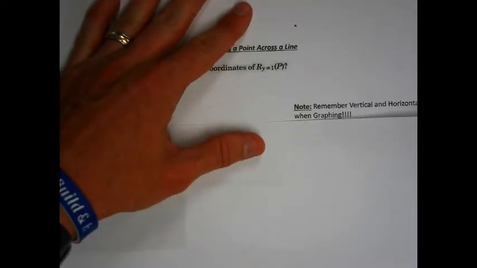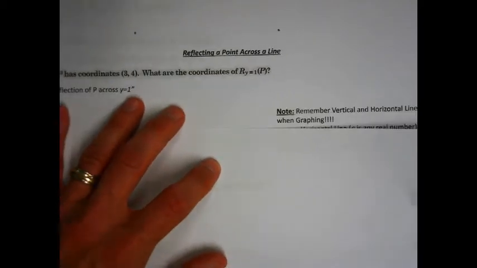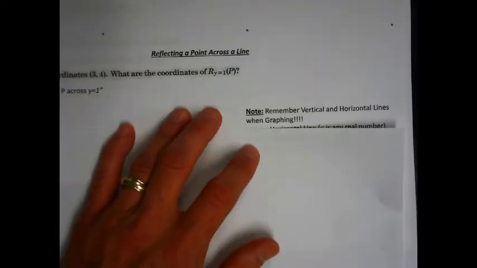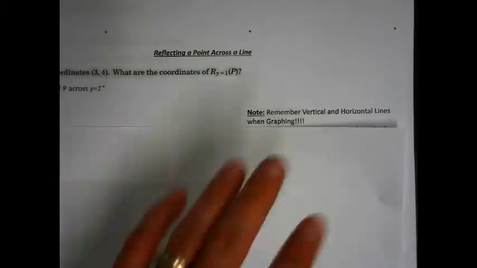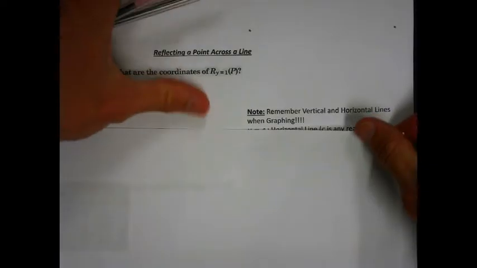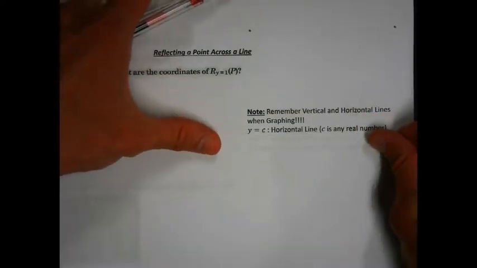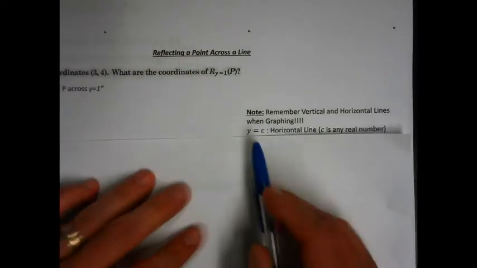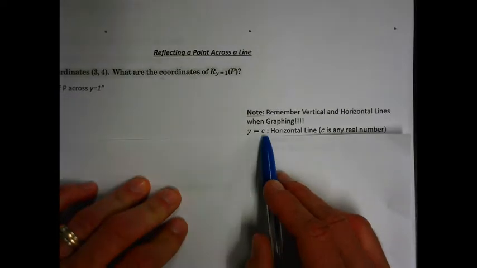And this is how. Remember your vertical and horizontal lines when graphing. We have to remember some algebra. So it's a trip down algebra memory lane. First thing you got to remember about algebra memory lane: if you have an equation that looks like this, y equals some number, there's no x in the equation.